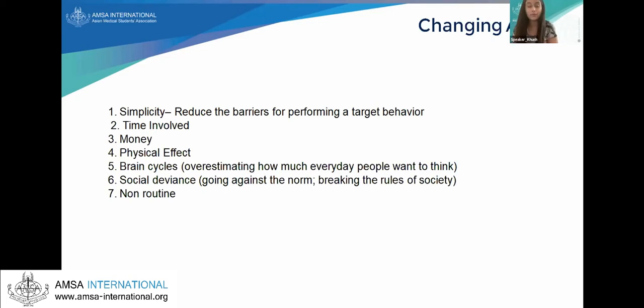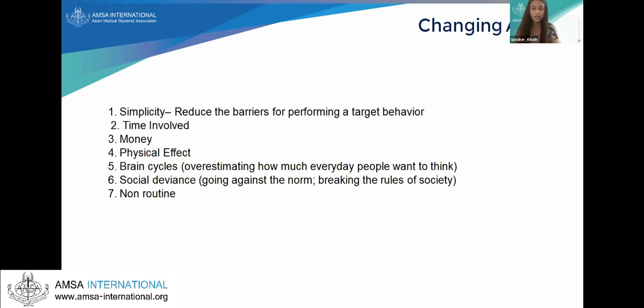Second, time involved. For instance, if you're expecting your target population to accept what you're proposing or to change their behavior, these are the factors which will affect their ability, as in how difficult or how easy it is for them to do. For instance, if your intervention is simple, if it involves less amount of time, if it does not involve their money, the physical effects it has, the brain cycles, for instance, overestimating how much everyday people want to think.